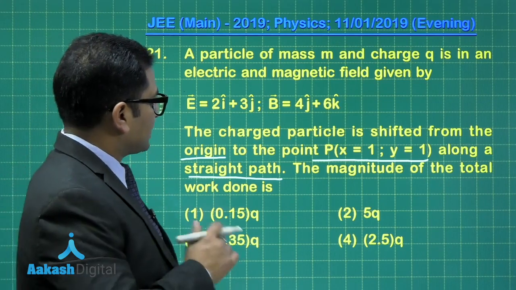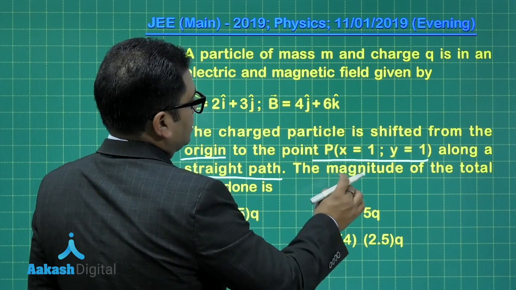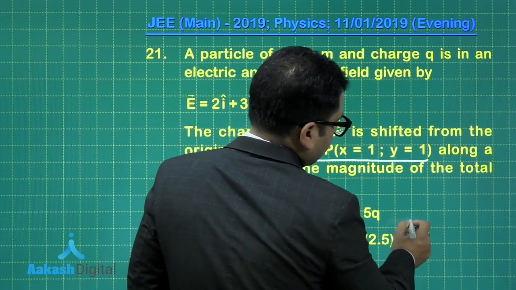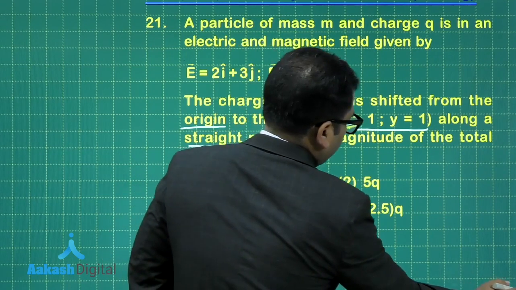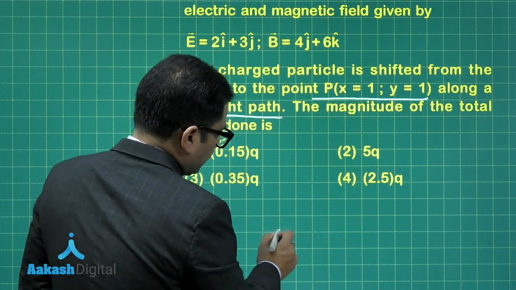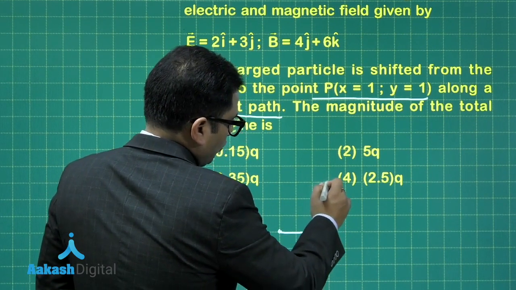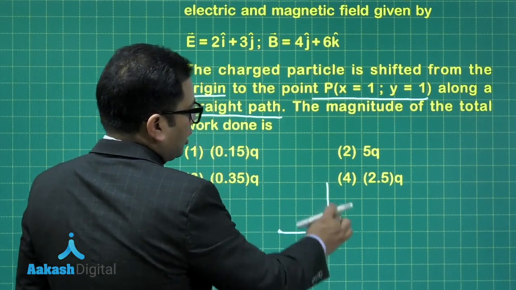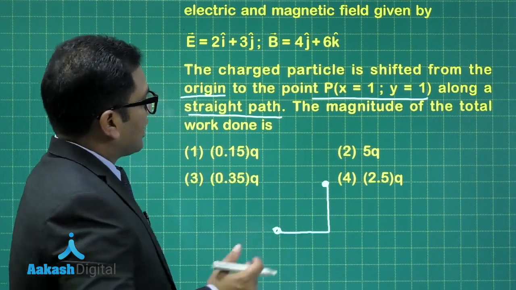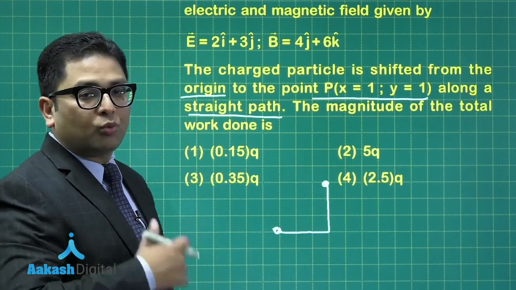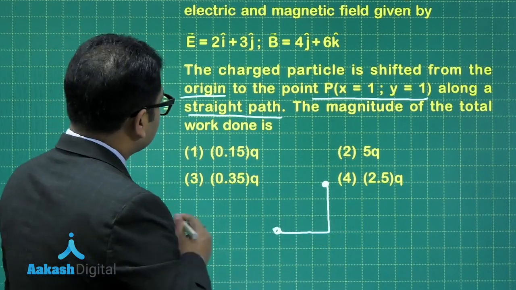So the question comes something like this. To shift from the origin to (1, 1), let me take it this way. Let's say that it goes from the origin in this way to 1 and to 1. So this is (1, 1). Starting from here, it goes there. Now let's try to calculate the work done. Work done by the electric force is only necessary because the magnetic force, of course, does zero work.